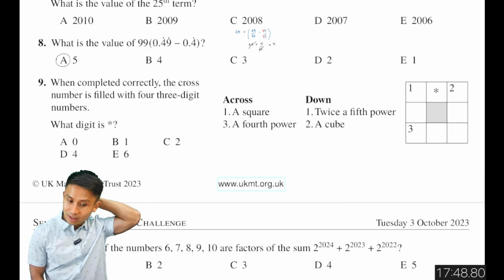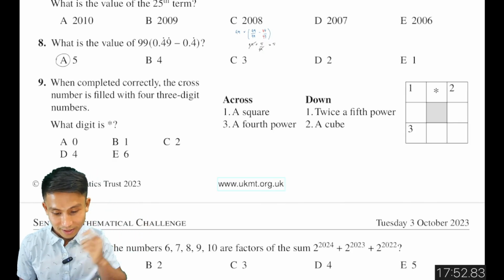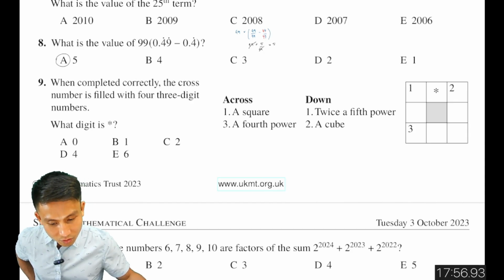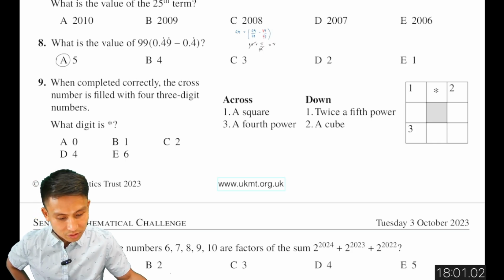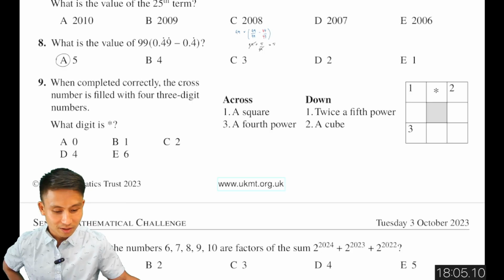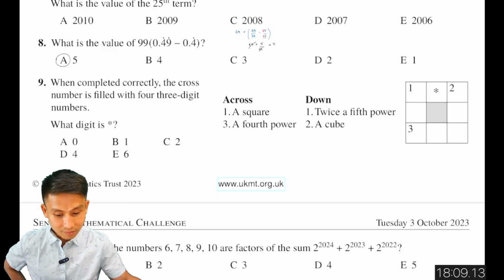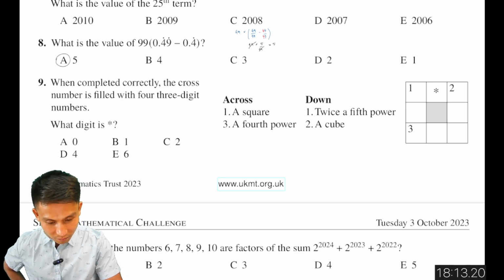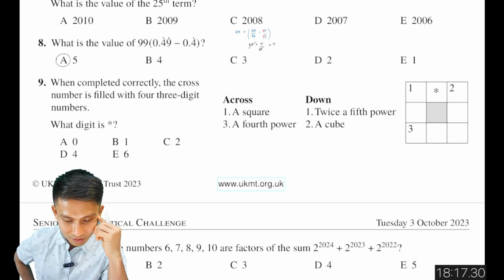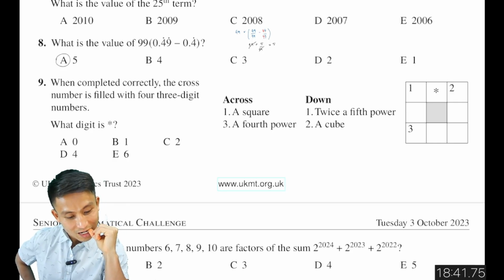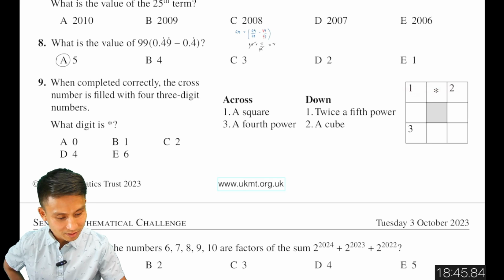Number 9: when completed correctly, the cross number is filled with 4 3-digit numbers. What digit is the asterisk? The cross number is the whole thing, right? So we're going to fill it with 4 3-digit numbers. So 1, 2, 3, 4. I see. Okay.